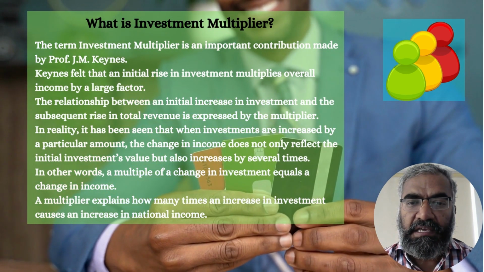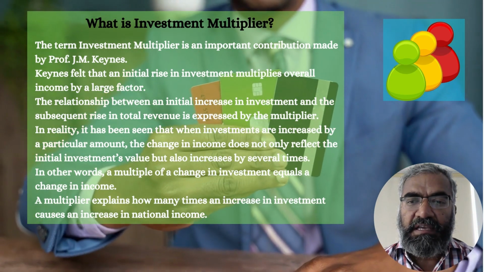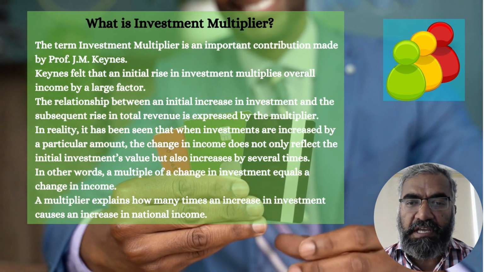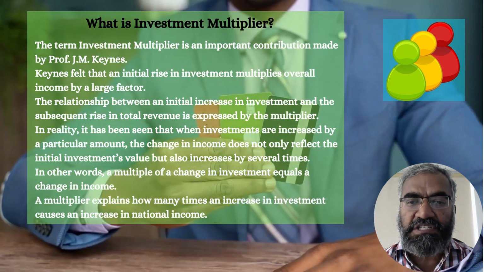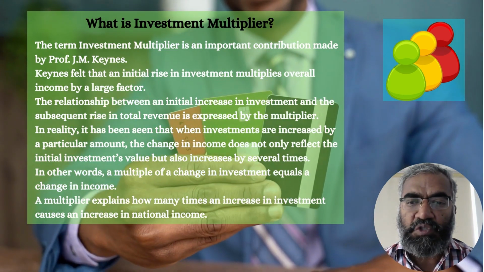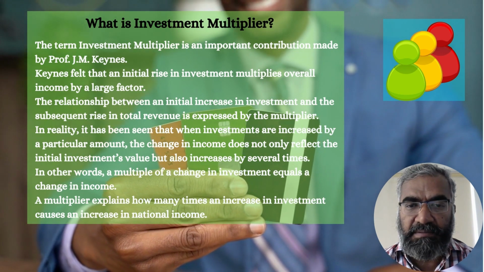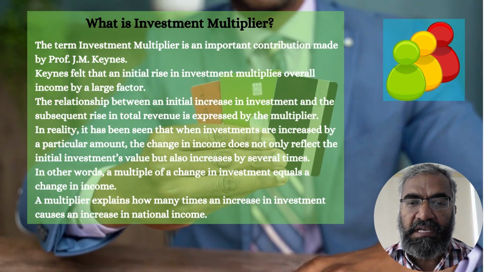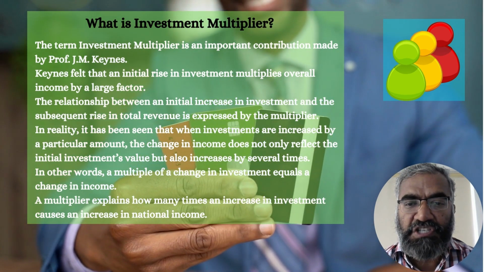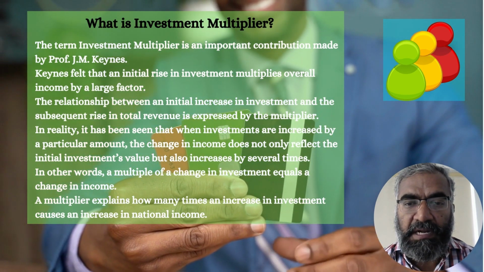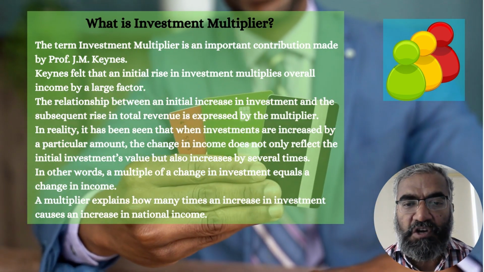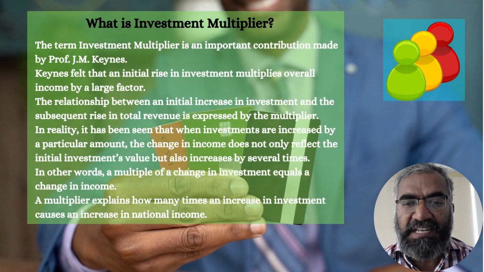In reality, it has been seen that when investment is increased by a particular amount, the change in income does not only reflect the initial investment's value but also increases by several times. In other words, a multiple of a change in investment equals a change in income. A multiplier explains how many times an increase in investment causes an increase in national income.